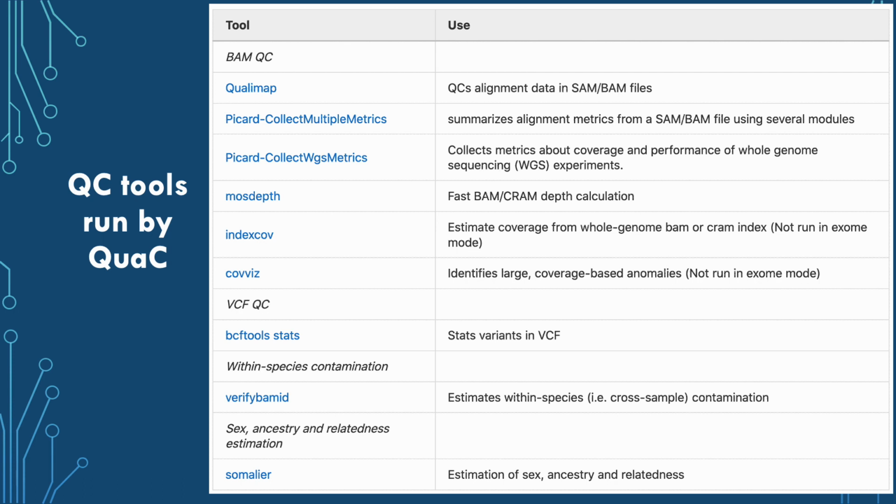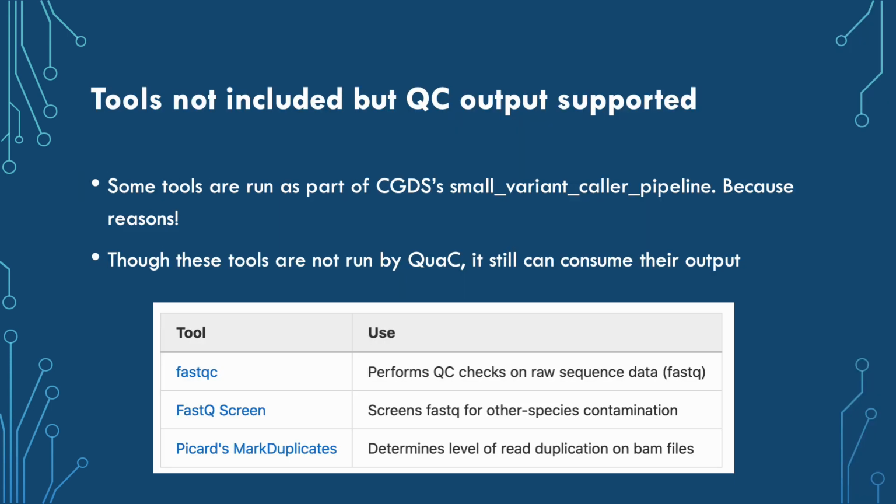QuaC runs several QC tools. For example, all the QC tools are listed here. They use BAM or VCF files as input. In addition, there are tools that QuaC doesn't run, but it is capable of consuming their output. At our center, we run certain QC as part of a small variant caller pipeline, and QuaC is capable of consuming their results.